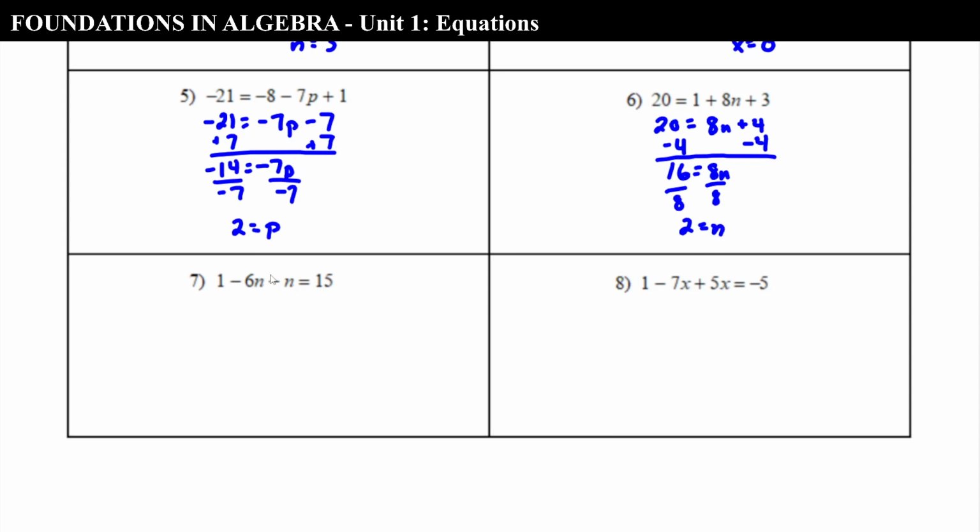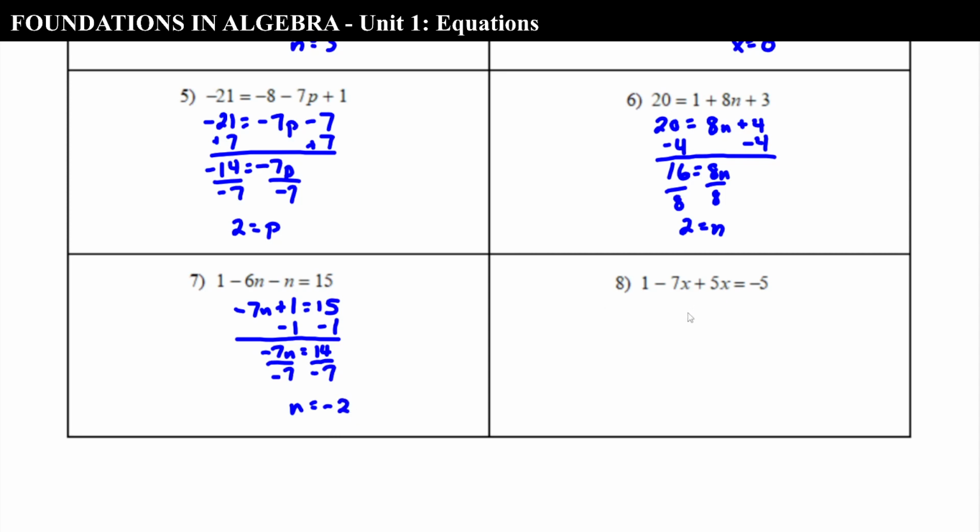For number 7, we have a negative 6n minus another n gives us negative 7n, plus 1 equals 15. Subtract 1 from each side. You get negative 7n equals 14. Divide each side by negative 7, and you're left with n equals negative 2.